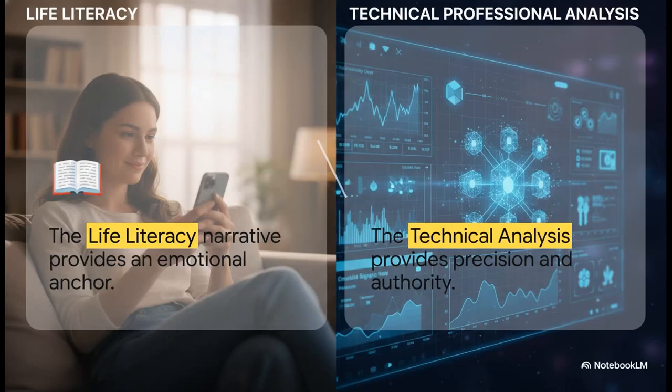So to really master complex financial English, we don't just dive headfirst into the deep end. Instead, we use a dual approach. Iteration A starts with what we call a life literacy story, basically a human-centric narrative that gives us a solid emotional anchor. And once we've built that mental map, we pivot to Iteration B, Technical Professional Analysis. This is where we trade out that beginner story for the exact high-level jargon a CFO would actually use.